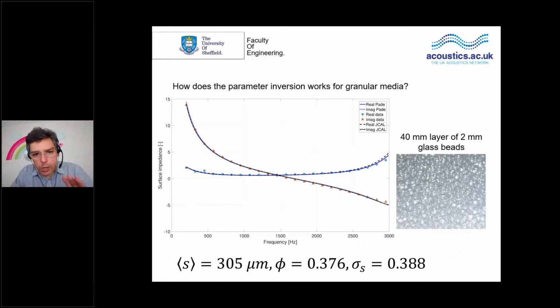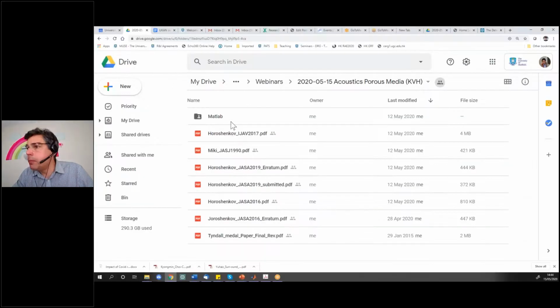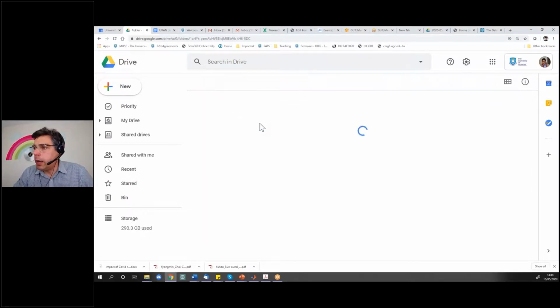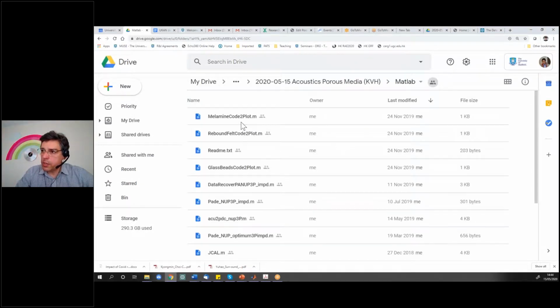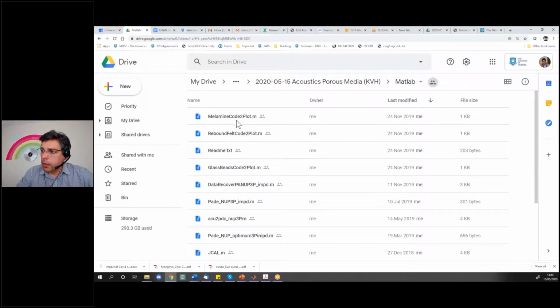Okay, so the data which I showed you here has been obtained with the standard 2-microphone impedance tube, and I'll show you where this data is. These data are in this folder. You can access it yourself and play with it. This also contains MATLAB code, which you're welcome to run.